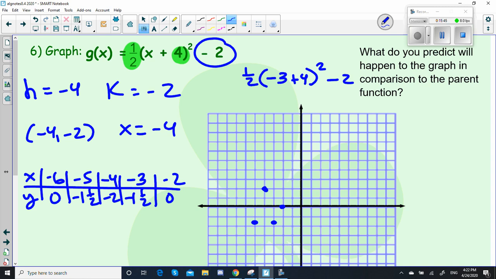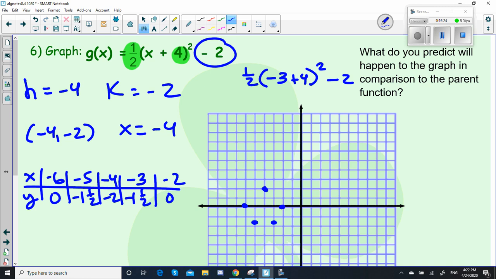-2, 0, something is wrong with this. And -6, 0, let's go back and look. 1, 2, 3, 4, 5, 6 right there. Okay, obviously something's wrong. It's not a parabola. It's a very strange shape. So let's look at -3 again. Stick -3 back in there. That still gives me -1 and 1/2, which is plotted correctly. Let me put -2 back in there. And that gives me 0. Something's wrong with it.